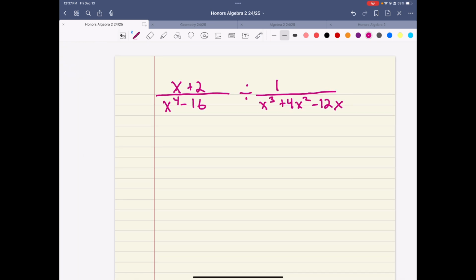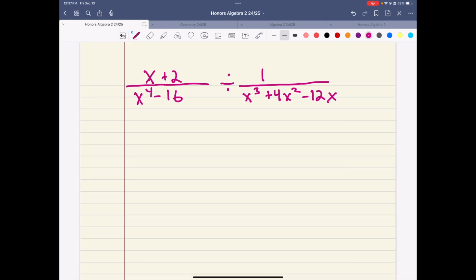And the last one, I think we're probably in good shape, but let's do one more. So x plus 2 over x to the 4th minus 16 times x cubed plus 4x squared minus 12x. And yes, I'm having just as hard a time as you probably are not factoring them right away. But it causes far less mistakes.